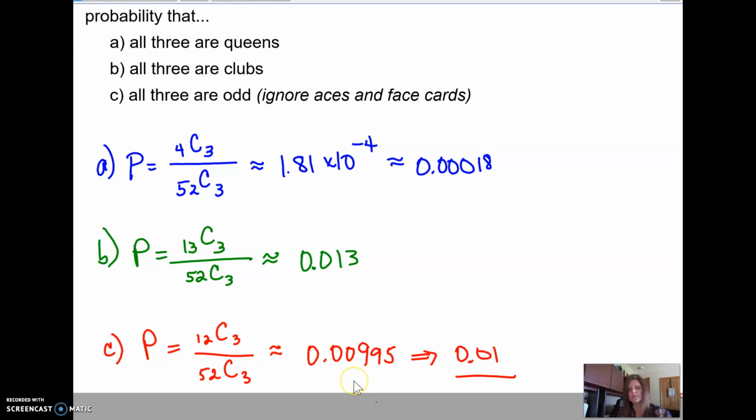In this one, and I want to point this out, it would be 0.00995, which if I'm asked to round to the nearest 2 decimal places or nearest hundredth, I would say, okay, the 5 rounds the 9 up to a 10, which rounds the next one up to a 10. So really, it is 0.01. Let me know if you have any questions.